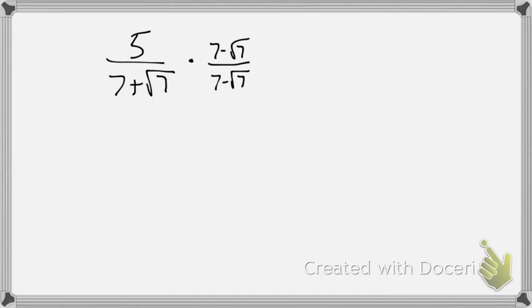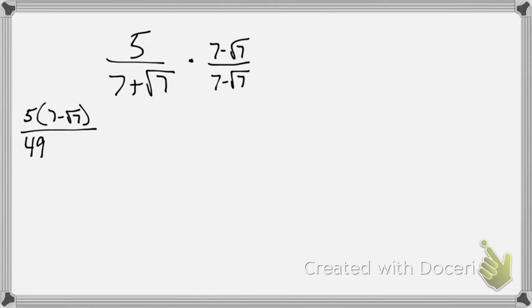Now, when you do that, you're going to end up with 5 times 7 minus the square root of 7. Okay? And in our denominator, we're going to multiply this 7 times 7. Okay, so I'm going to multiply this 7 times this 7. What are we going to get? We're going to get 49 right there.